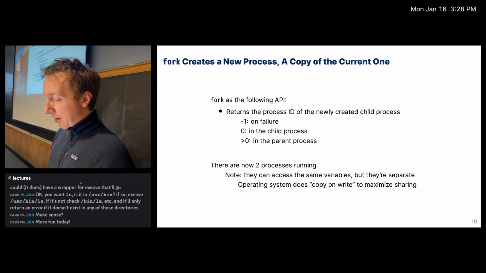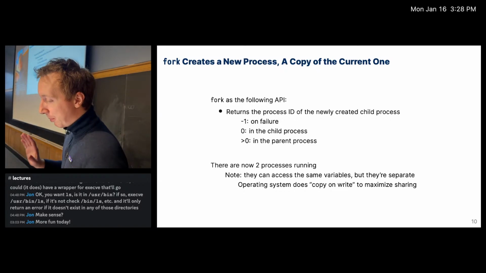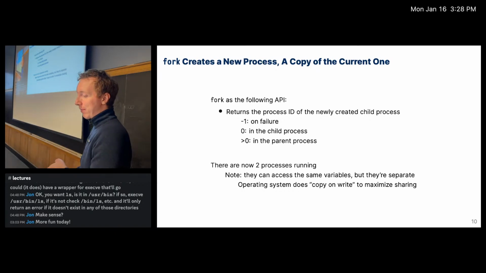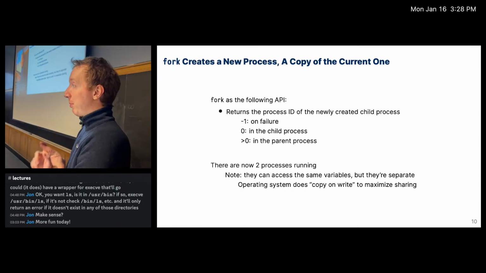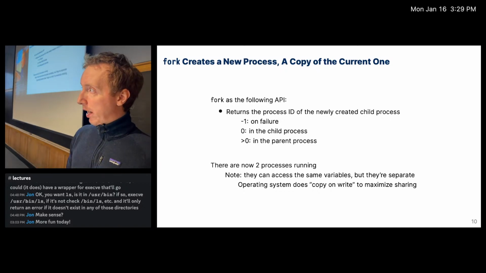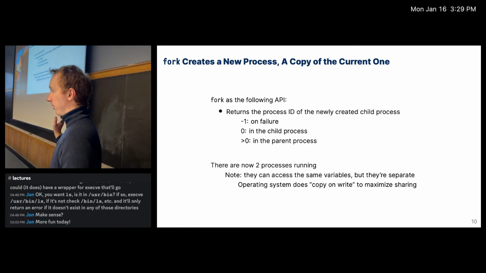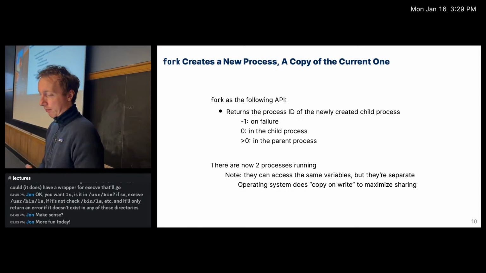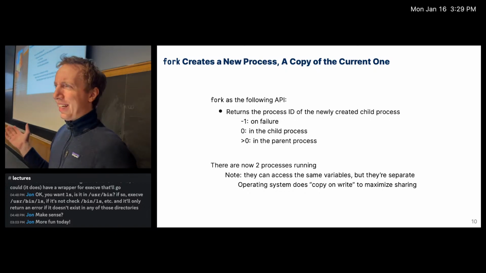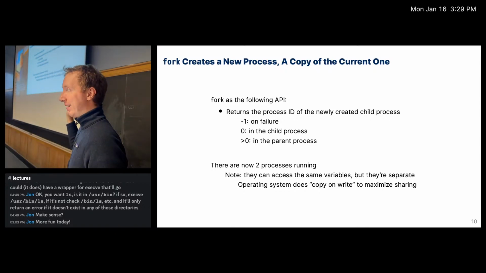So now there's 2 processes running, and they're literally exact copies. They can access the same variables, but they're completely separate and independent copies of each other. So if you modify X in one process, it won't touch the other process. They're completely separated from each other. We'll see the mechanisms behind this, because it seems really slow, since it's an exact copy.